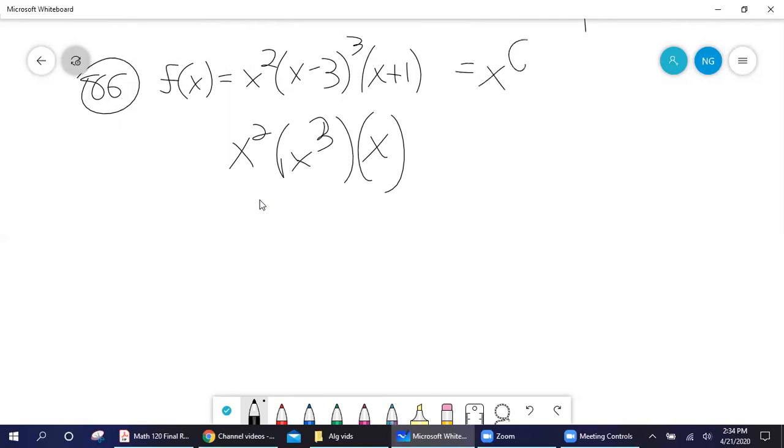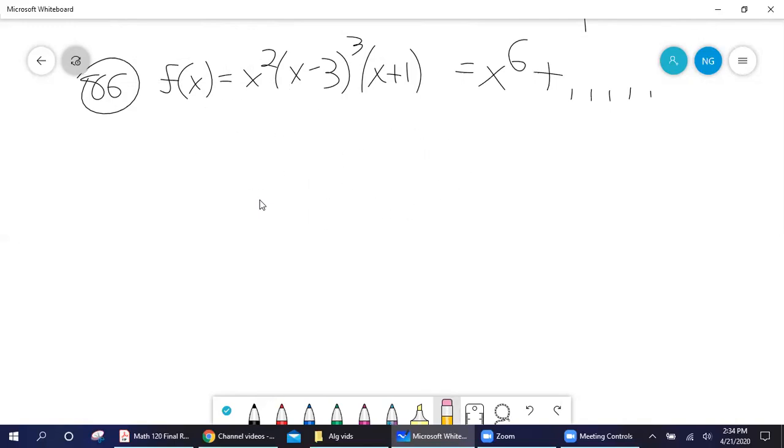So altogether, the first term would be x to the 6th. I have 1, 2, 3, 4, 5. This is to the first power, so 6. So it'd be x to the 6th, and then some other stuff after that. But all I care about is the x to the 6th. That is positive and has an even power, so this is going to rise to the left and rise to the right.